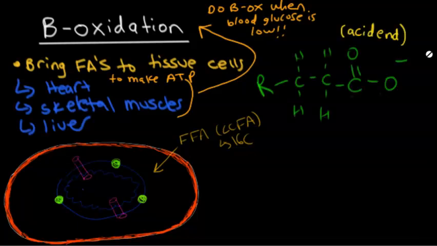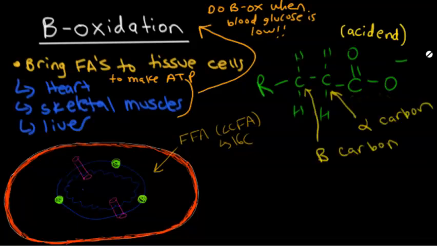Remember, a fatty acid has an acid end with COO-, right? That's the carboxyl end. So it's a negatively charged molecule. And it also has an alpha carbon and a beta carbon. The alpha carbon is next to the carboxyl carbon, right next to it, whereas the beta carbon is 2 carbons away from the carboxyl carbon of the fatty acid.